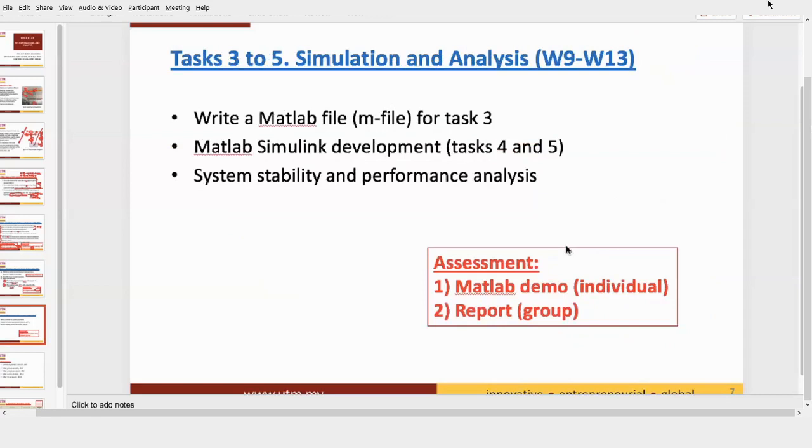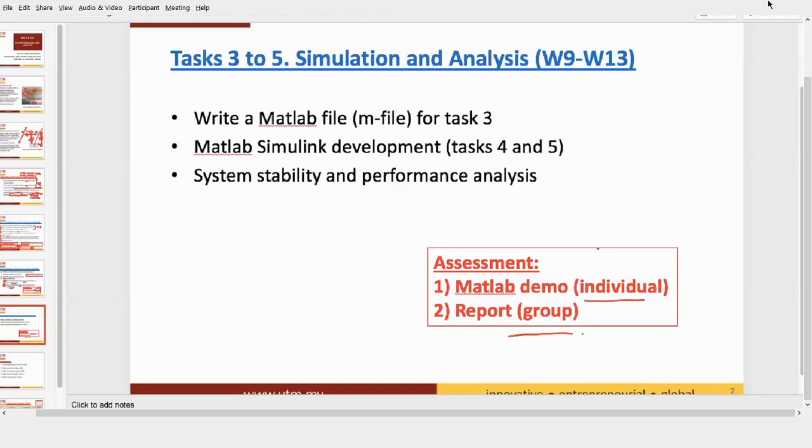This one, after the break, we have some hands-on. I think the students know about MATLAB, but maybe not the control toolbox. So we introduce the control toolbox and how to design your system using Simulink before we start your tasks 3 until 5. At the end we have a demo session. This is individual and also a group report.